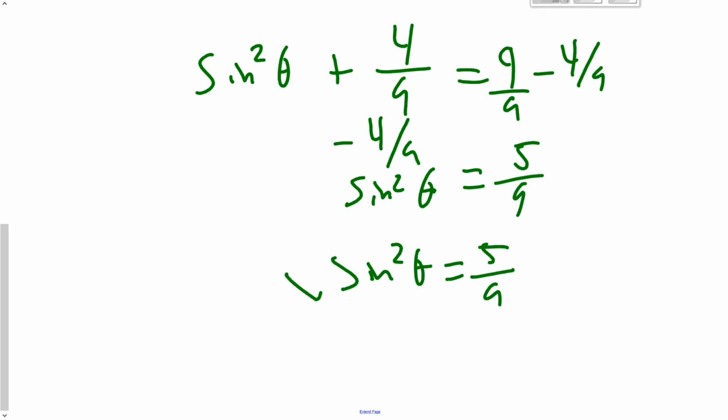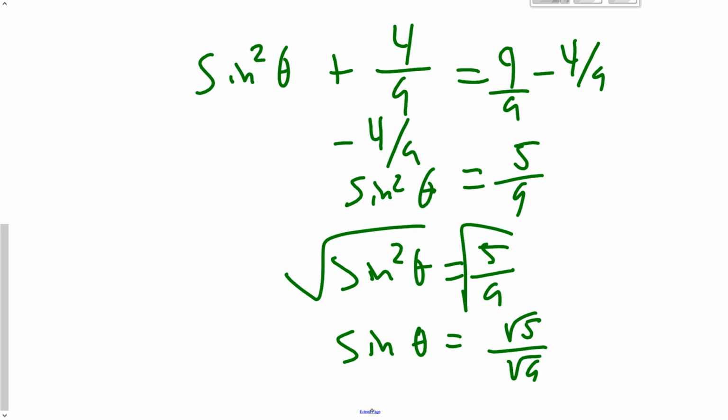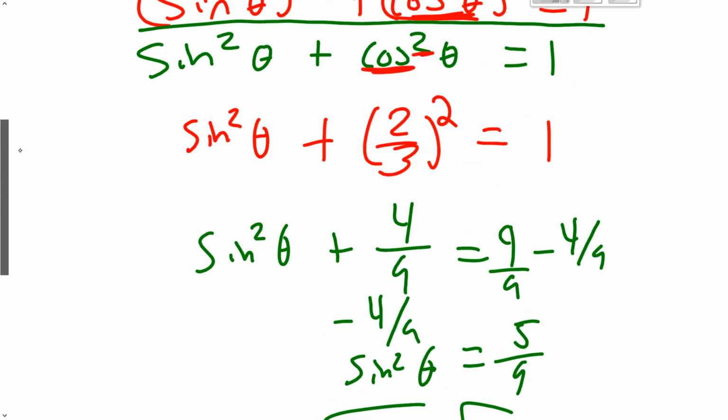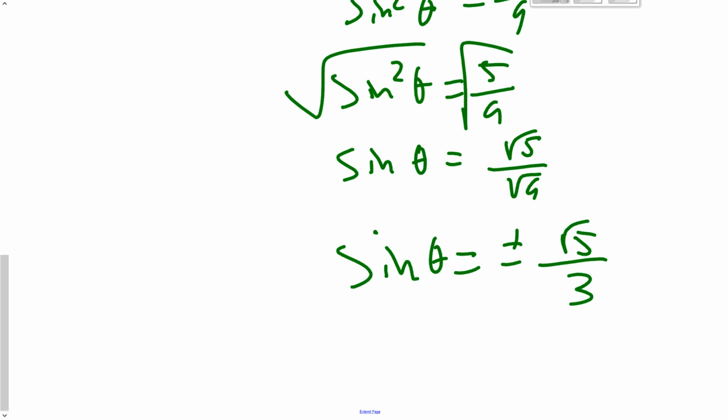Now I need to get rid of that square by square rooting. So I get sine of theta equals the square root of 5 over the square root of 9. And when I square root, I have plus or minus, square root of 5 over 3. Now, if I know what quadrant I'm in, then I can see if it's positive or negative. But I don't know what quadrant I'm in, so it's plus or minus square root 5 over 3.